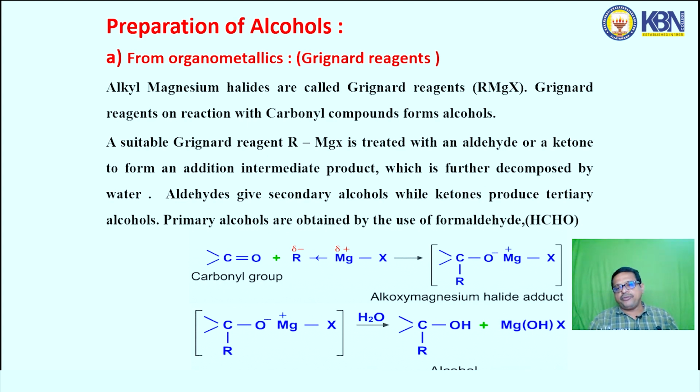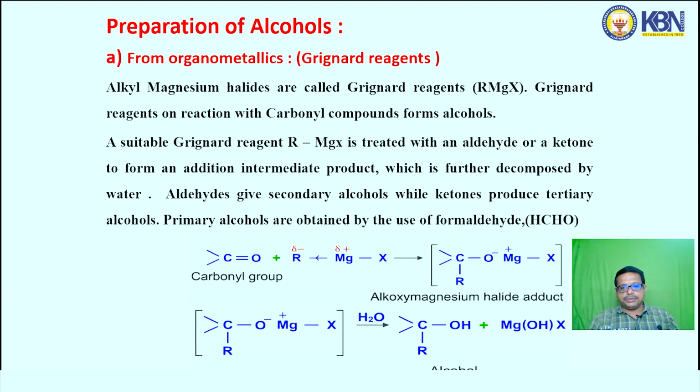Usually we have two kinds of carbonyl groups. One is aldehyde and another one is ketone. So Grignard reagents on reaction with carbonyl compounds form alcohols. In this reaction, a suitable Grignard reagent, RMgX, is treated with an aldehyde or a ketone to form an addition intermediate product. This addition intermediate product is further decomposed by water.